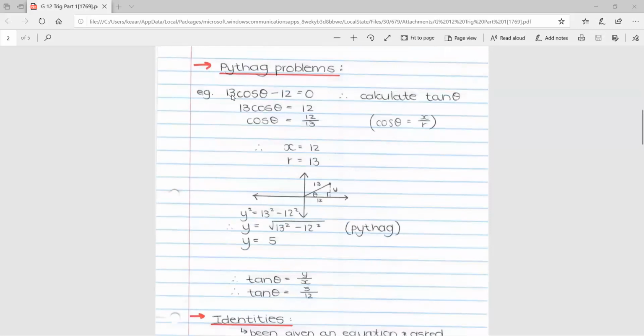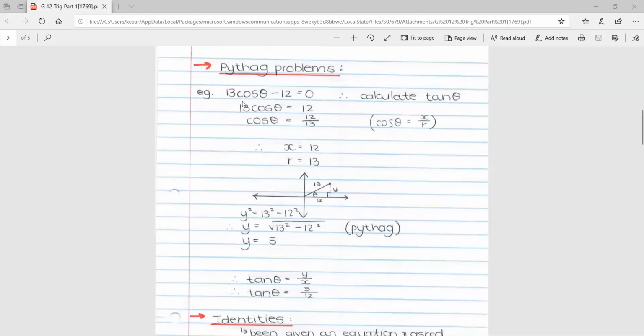So they've said if 13 cos theta minus 12 equals 0, calculate what tan theta is. So what we're going to do is we're going to simplify this so we can just have it as cos theta equals. So we take the 12 over, it becomes positive. So 13 cos theta equals 12.